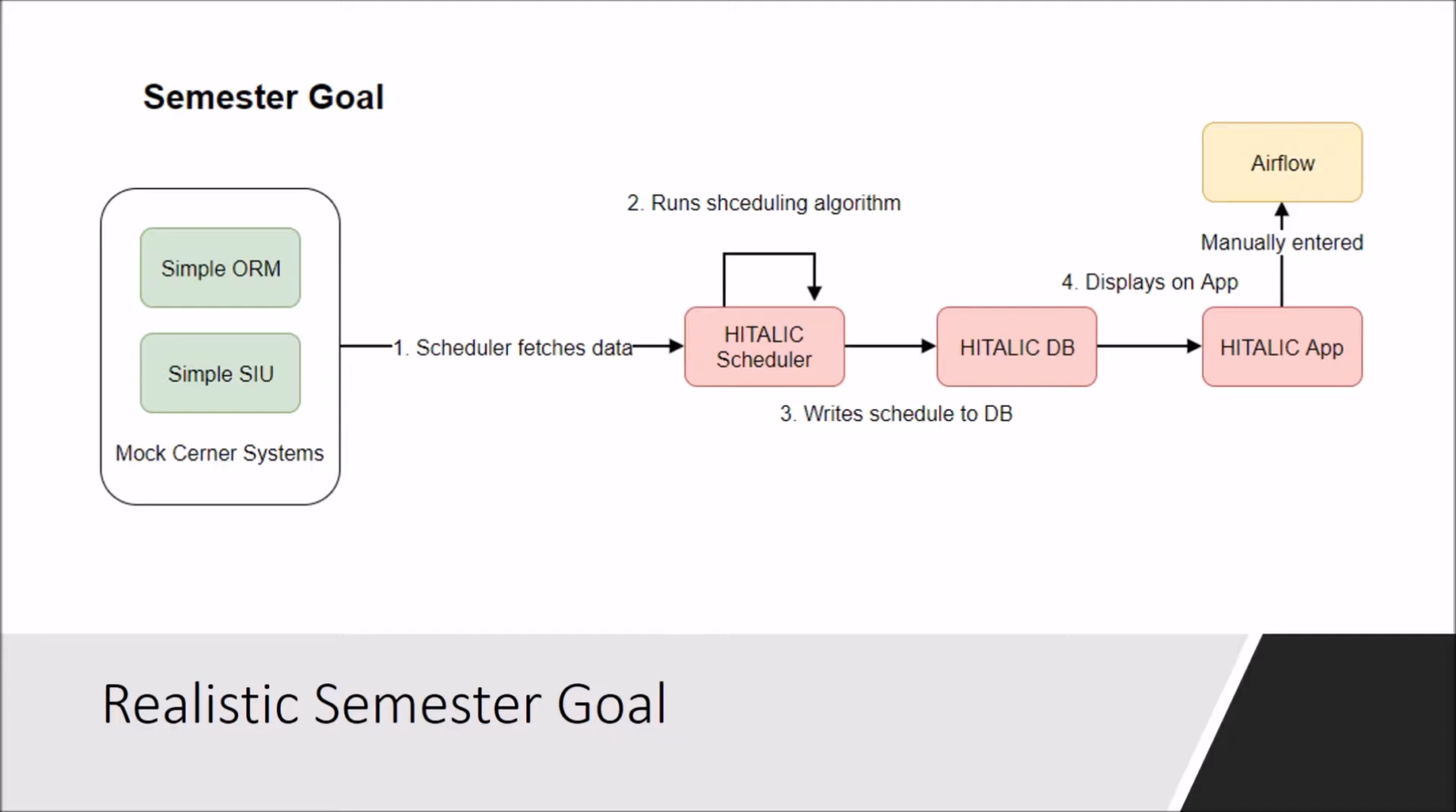As you can see, we created a mock Cerner system that can generate sample ORM and SIU messages on demand. Then our solution will take these messages and run the scheduling algorithm, then finally display the optimal schedule. Then the staff will just need to enter them as is in Airflow. This is still manual work, but at least they don't have to use human heuristics, and that will make a huge difference in efficiency.